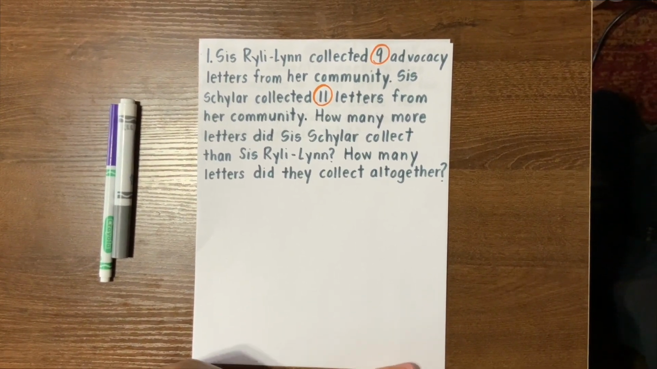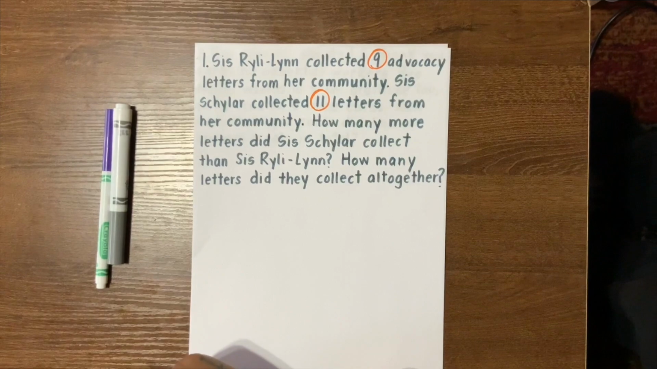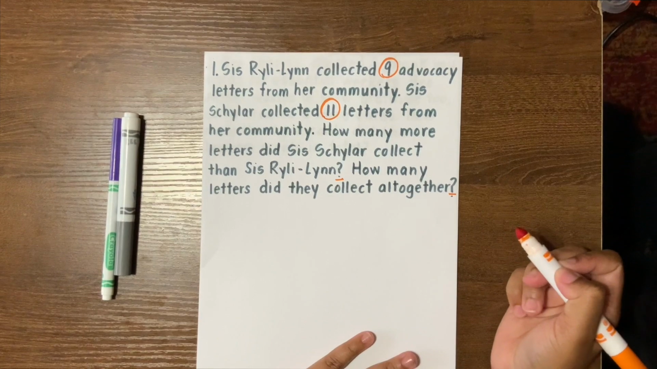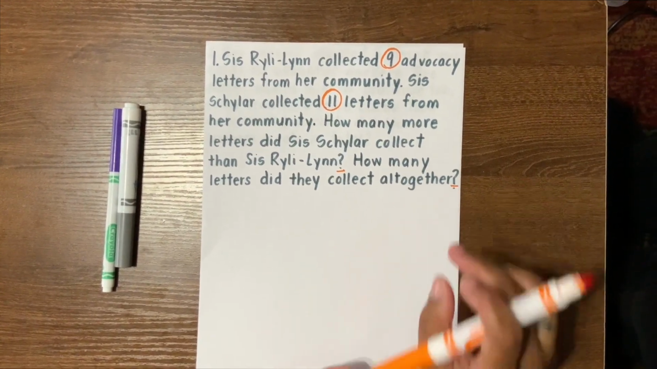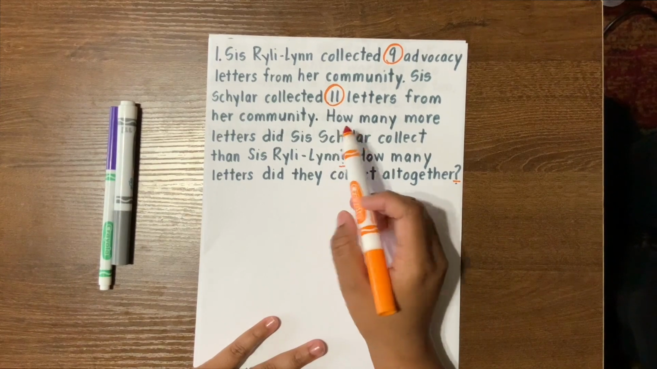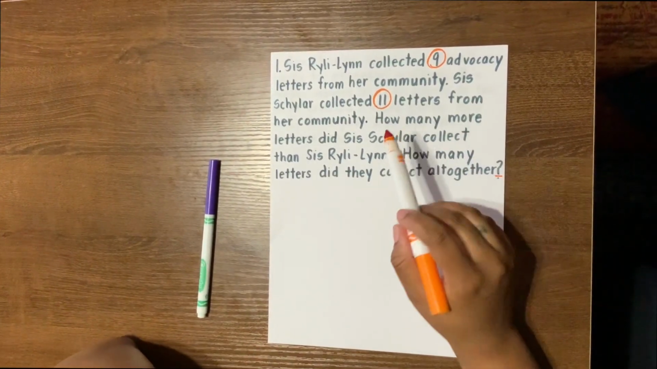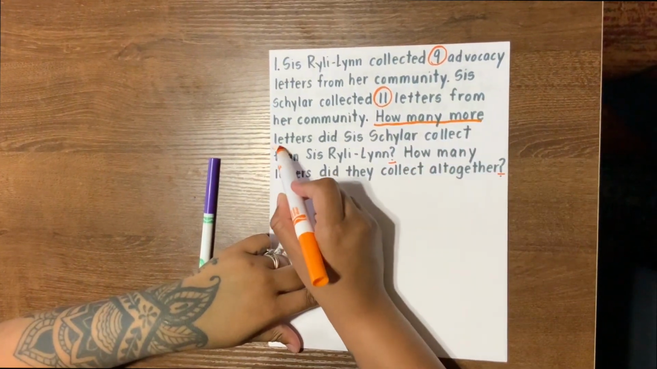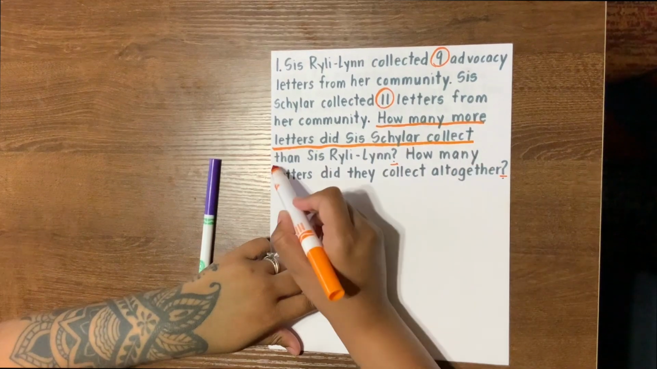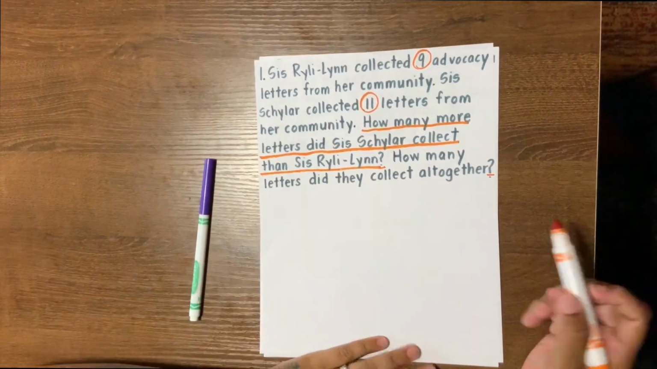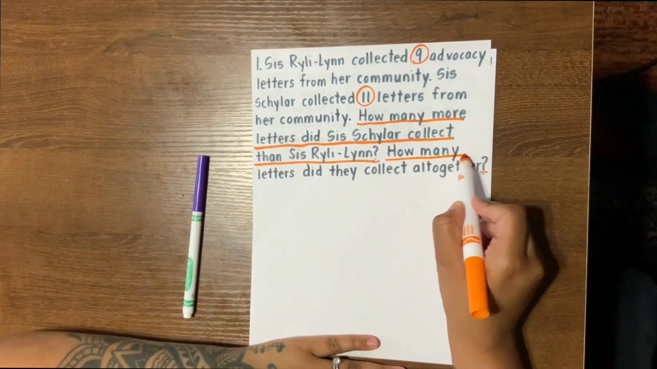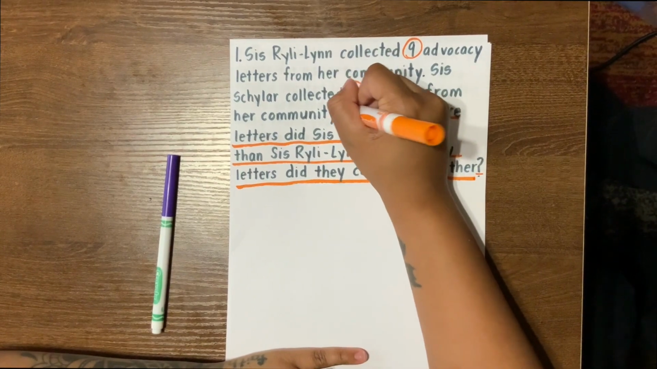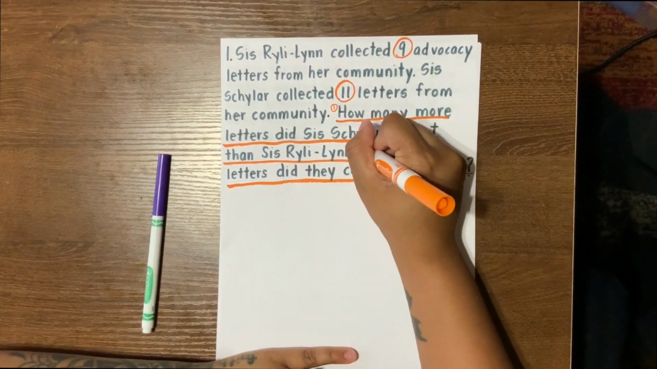No, very good. Our second step is to underline our question. We can look for a question mark, because a question mark is always at the end of a question. I see 2, so I know I have 2 questions to underline. I'm going to start with the first question. My first question is how many more letters did Skylar collect than Sister Riley Lynn? My second question is how many letters did they collect altogether? And I'm going to number each question because I know I'm going to have to draw a model to solve each question.